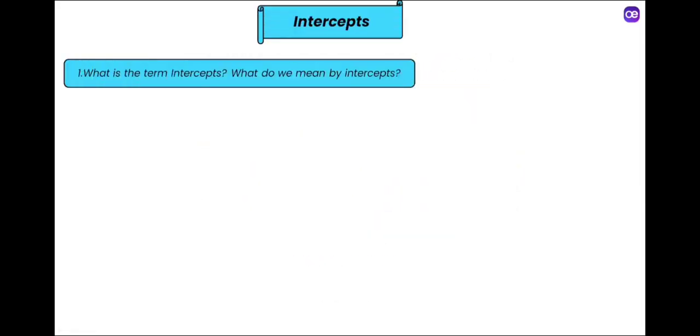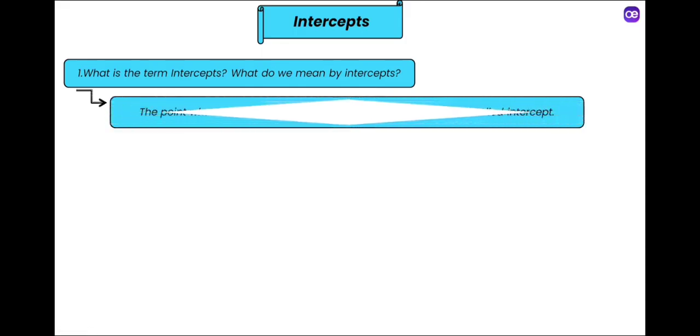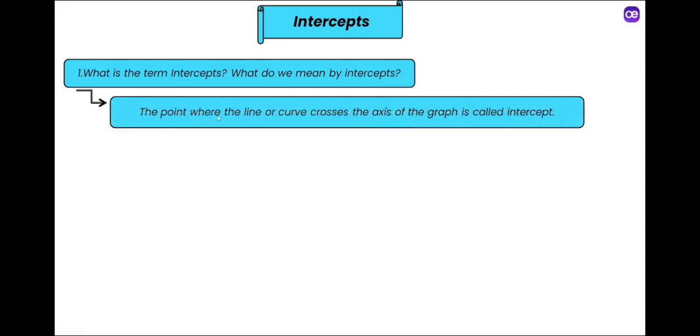First of all, we should know what the term intercepts means, or what we mean by intercepts. Let's see. The point where the line or curve crosses the axis of the graph is called an intercept.